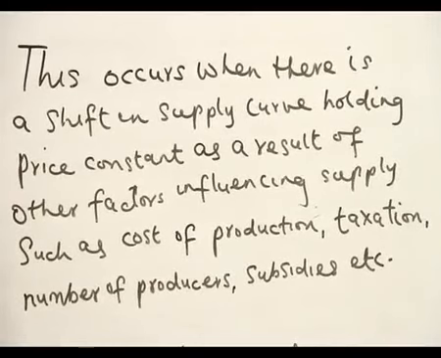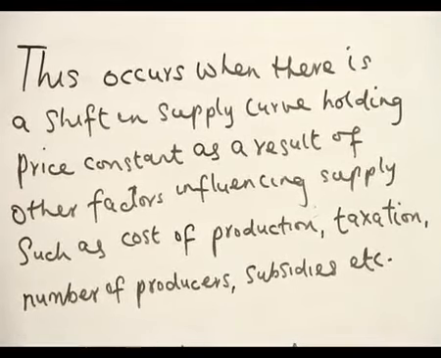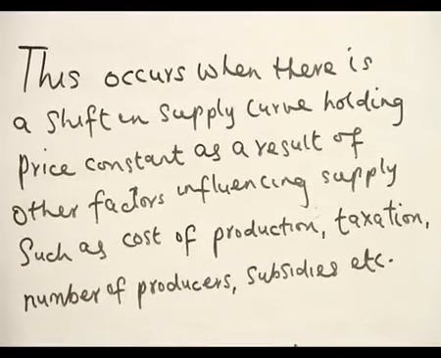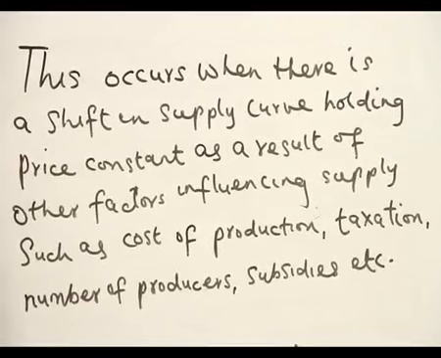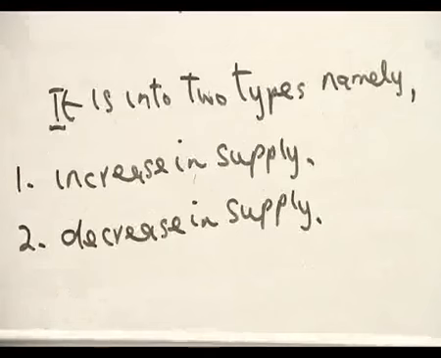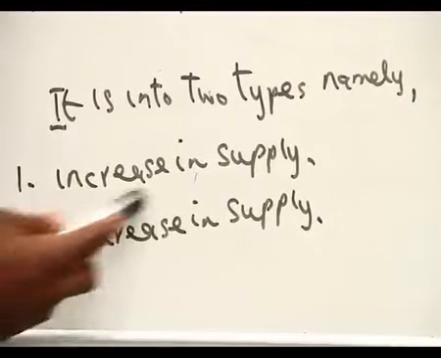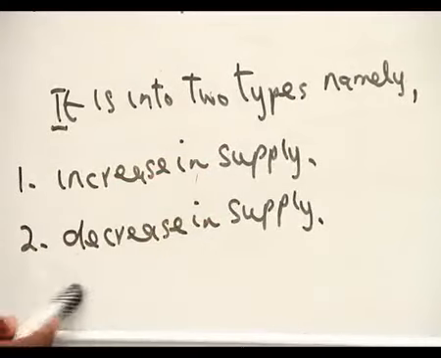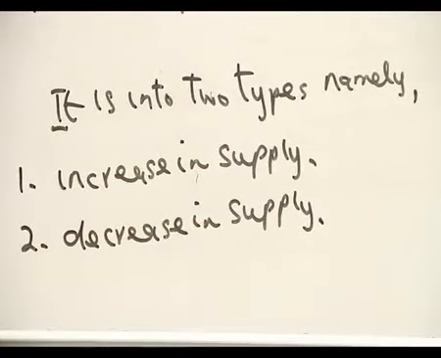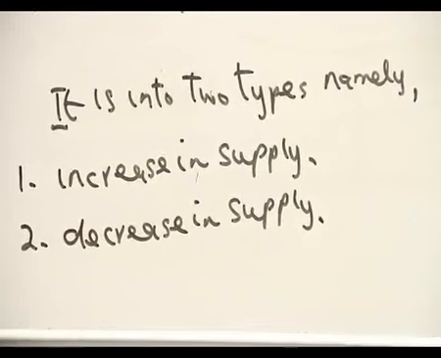We said supply curve happens to be upward sloping. So when we have a shift from one side to the other side, either to the right or to the left, then we are talking about change in supply. Change in supply is of two types, namely increase in supply and decrease in supply. We are going to demonstrate these two types with a diagram.